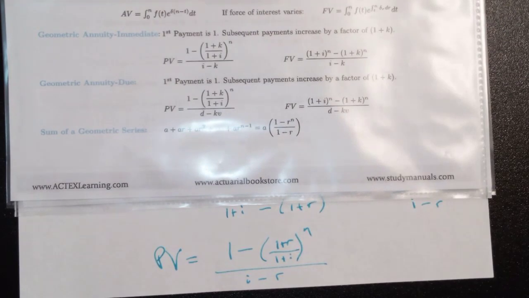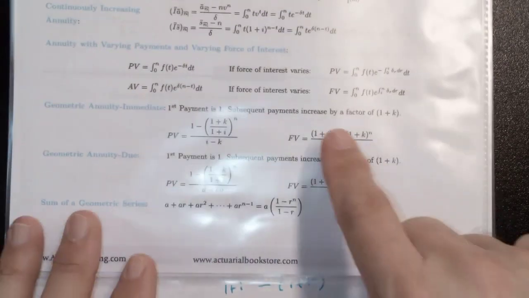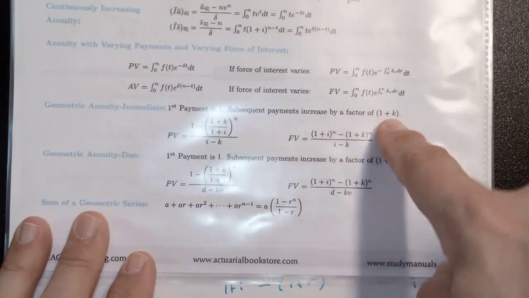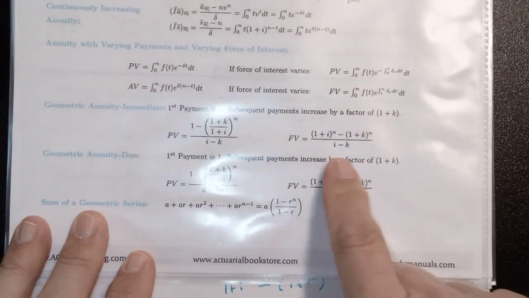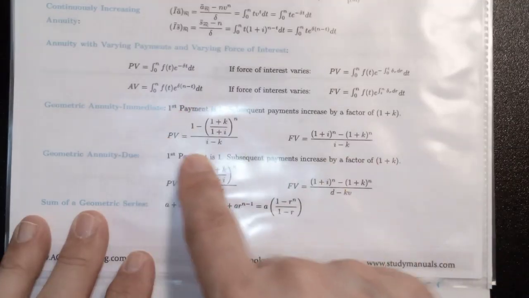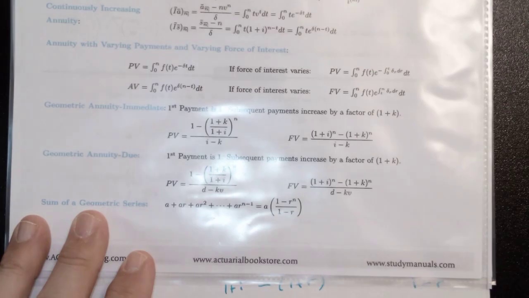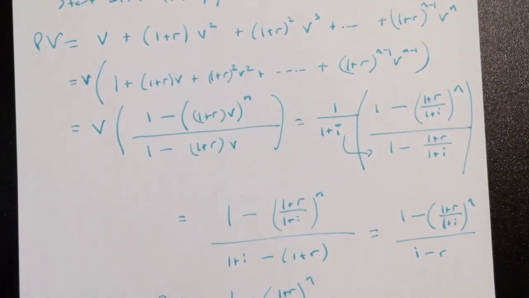There's just one problem, and I don't know why the book and the formula sheet use different letters, but the formula sheet uses K instead of R for the index rate. It says right here, subsequent payments increase by a factor of 1 plus K. It's using K for the index rate. So everywhere we see R in this formula in the text, we see K here in the formula sheet. Bottom of page 2. I equal.